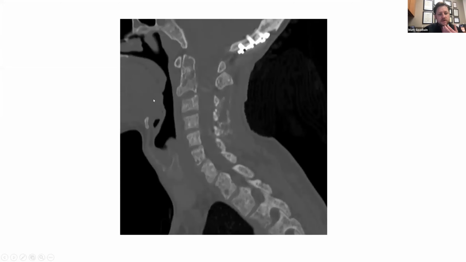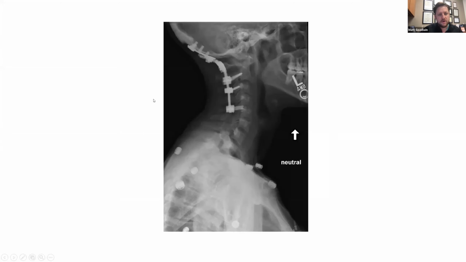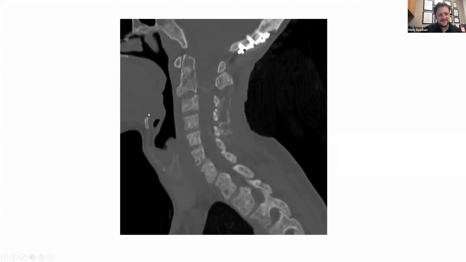And then did you skip C4 because the bone was bad? Yeah, nothing would hold. It's like you put it in, it's mush. So that's why I skipped it. I tried, I drilled and tapped, it just didn't hold.